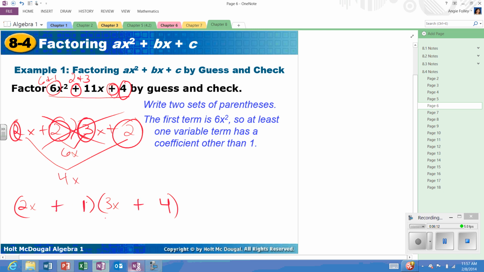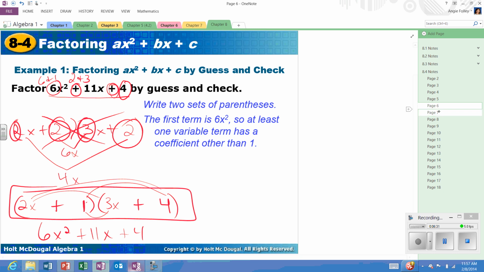And then I need the same sign. So if I check, I've got 2 times 3 is 6x squared. And then my inner is 3x, and my outer is 8x. So what's 8x plus 3x? It is 11x. And then my last is plus 4. So this is your factored trinomial.